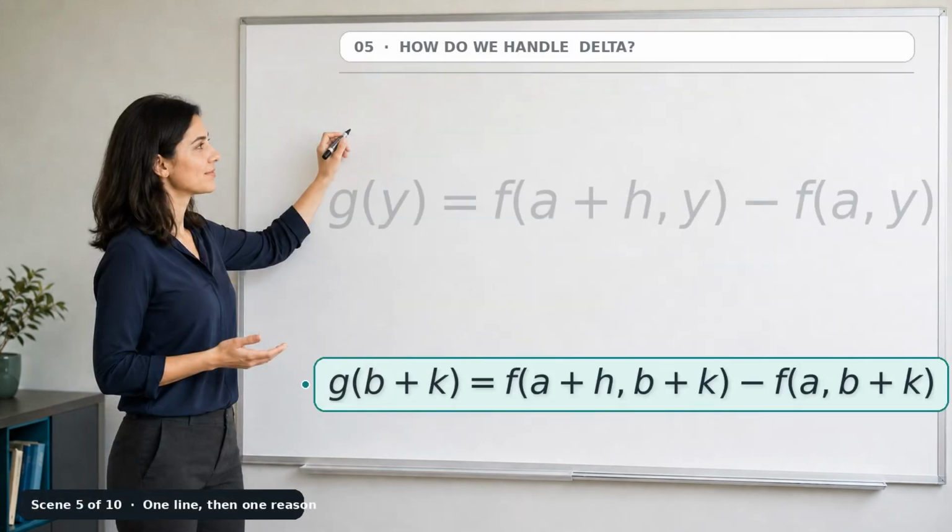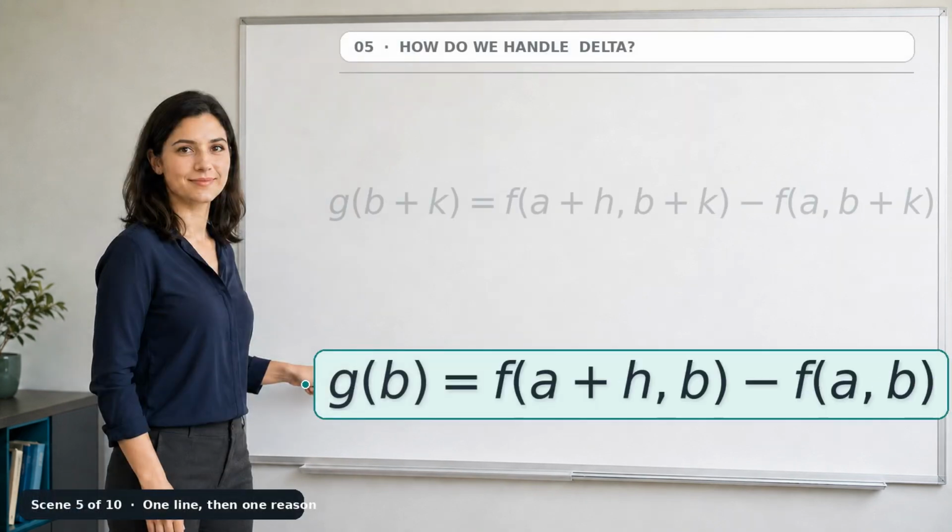At y equals b plus k, g of b plus k is f at a plus h comma b plus k minus f at a comma b plus k. At y equals b, g of b is f at a plus h comma b minus f at a comma b.